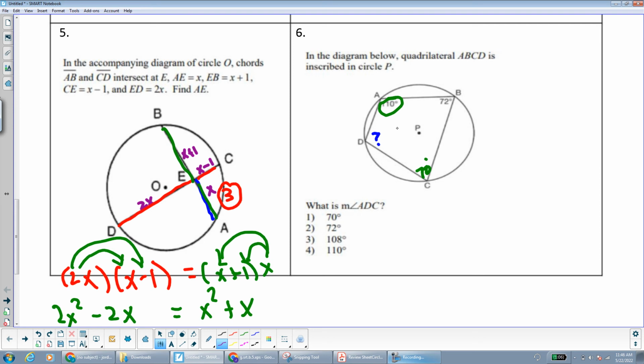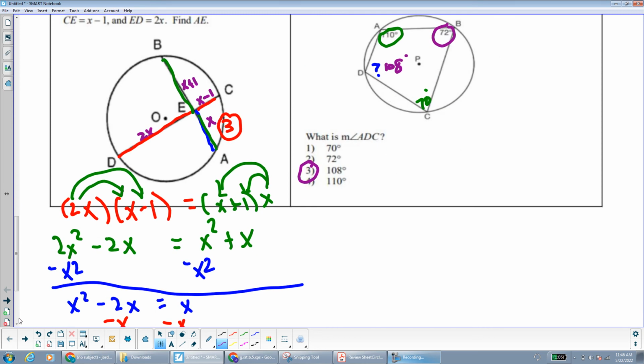So if this angle here is 110, the angle across from it should be 70 degrees. That makes 180. If this angle is 72, the angle across from it, which is the angle that we're looking for, should be 180 minus 72. And that gives us 108. You could also use properties of inscribed angles, since we do have a bunch of inscribed angles here, to help figure that out. But I think it's just easiest in this situation to use the property of cyclic quadrilaterals, that opposite angles are supplementary. And then we answered the question in 2 seconds.